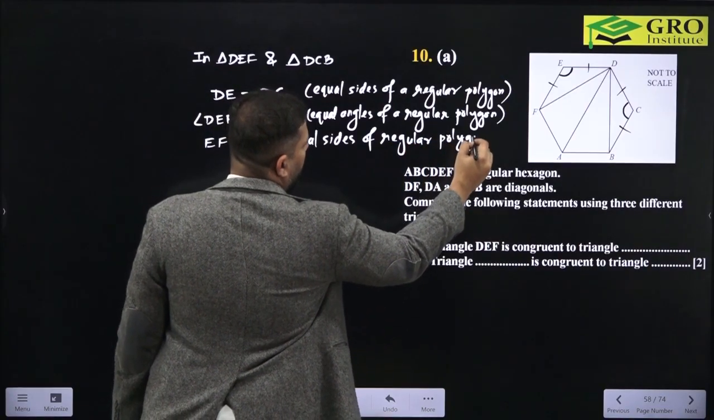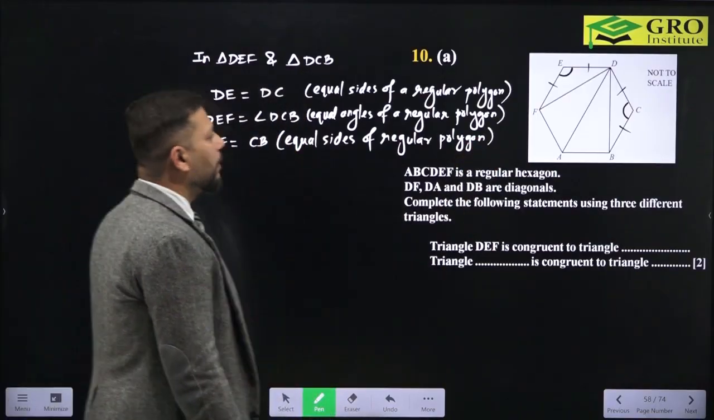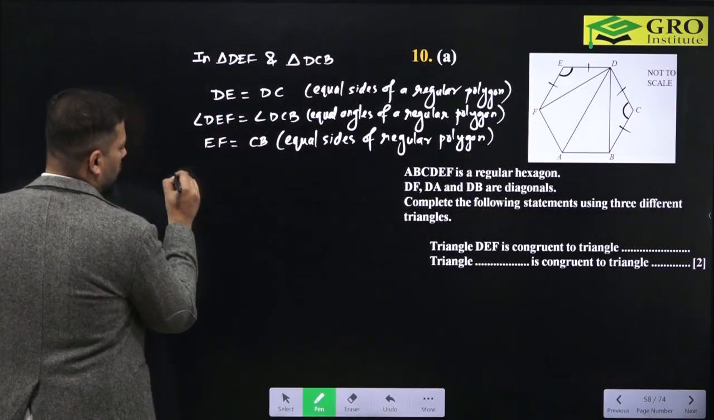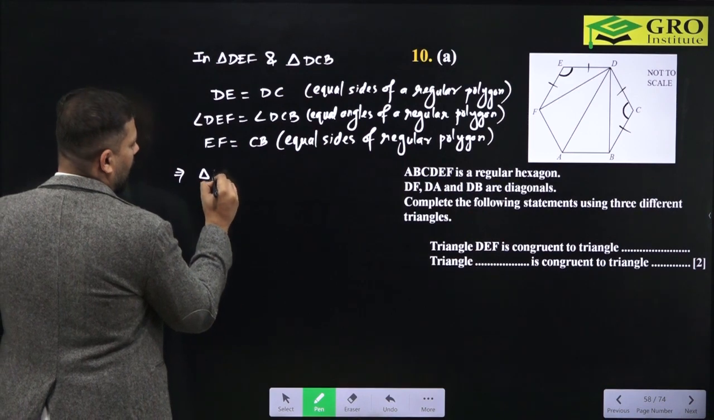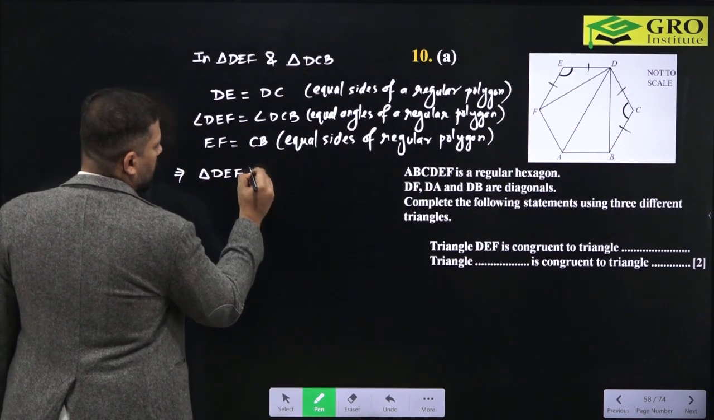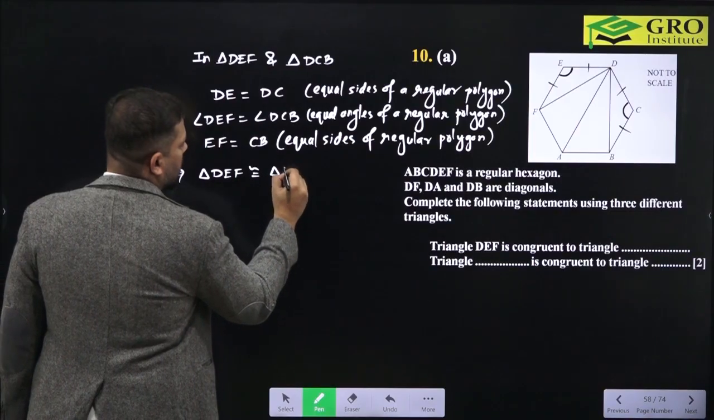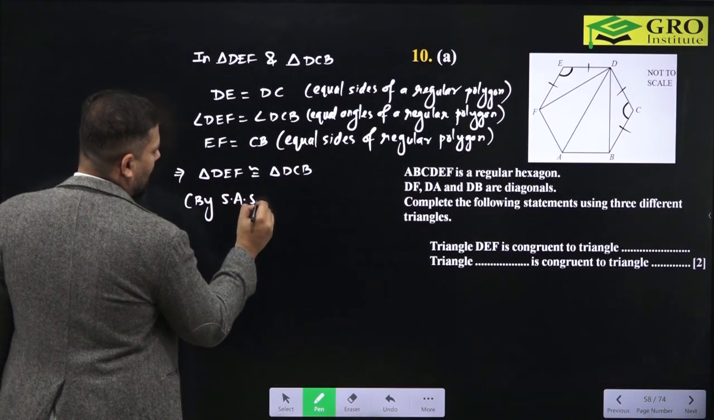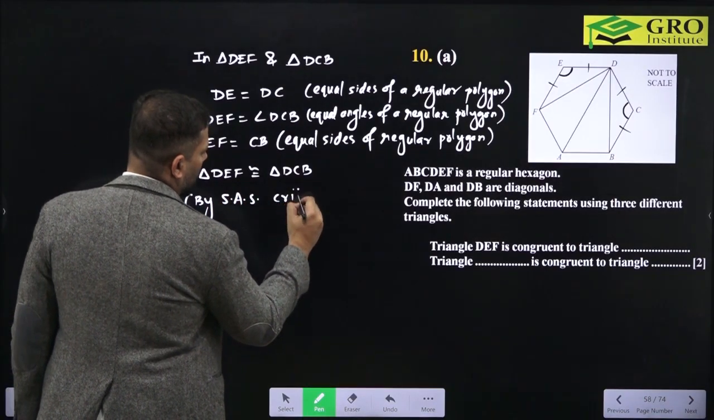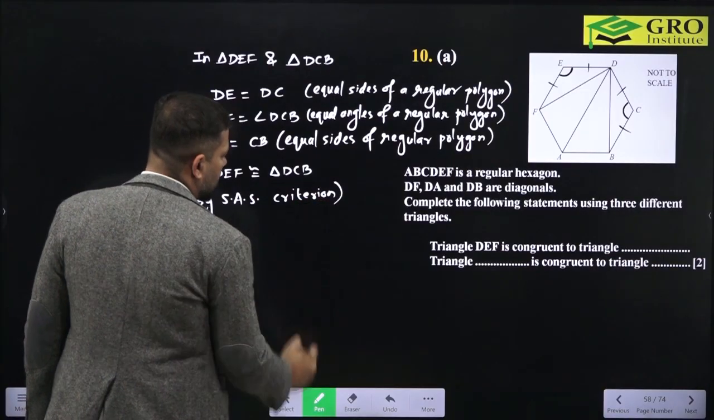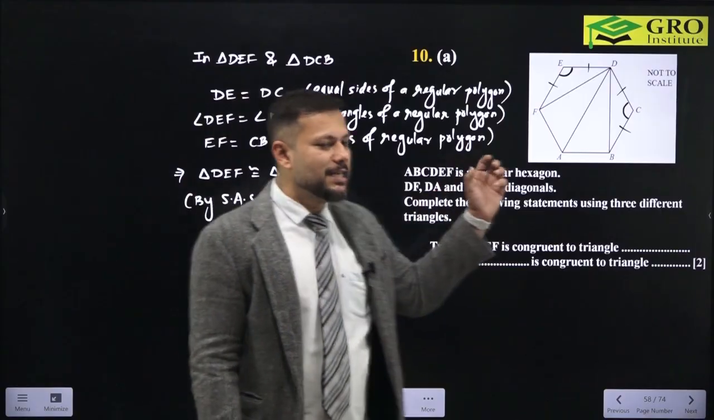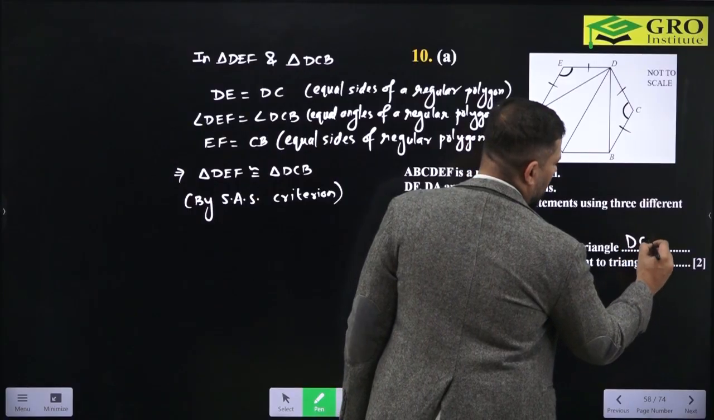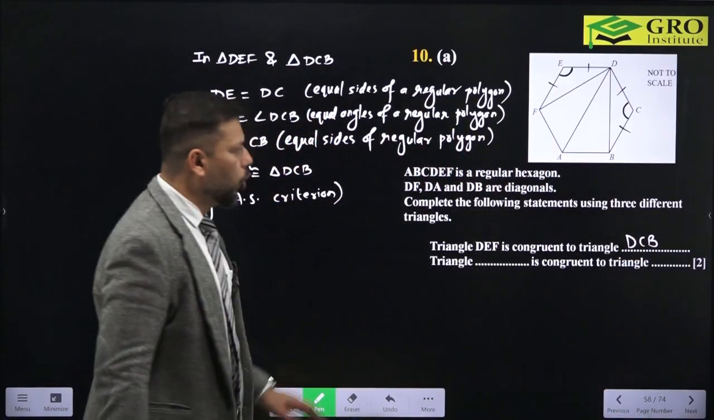Right? So if we talk about this relation, we find out that by the criteria of side angle side, these two triangles are congruent to each other. We will write this implies that triangle DEF is congruent to triangle DCB, by side angle side criteria. Isn't it, guys? So we just have proved that triangle DEF is actually congruent to triangle DCB. Let us write it here. This is the first answer. I hope you are clear.